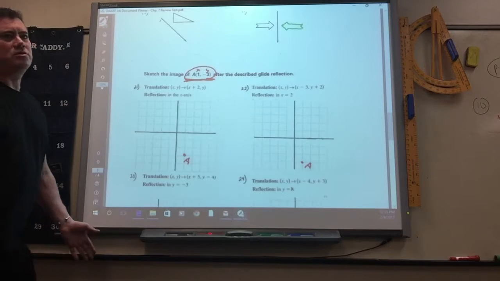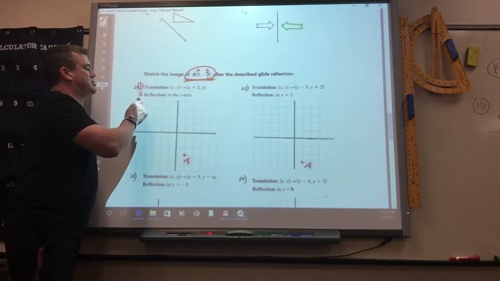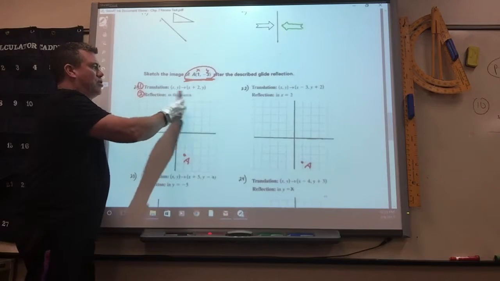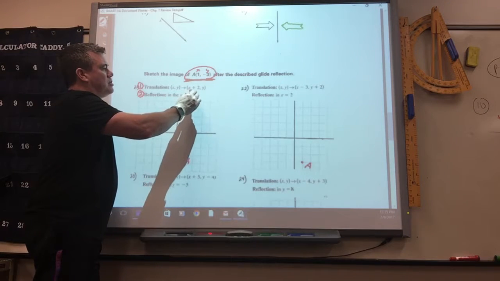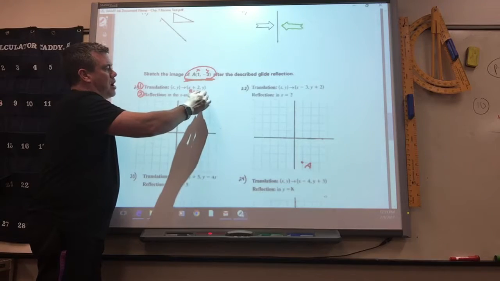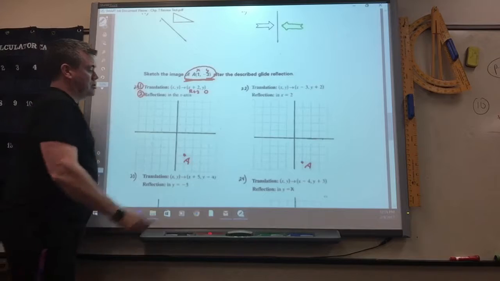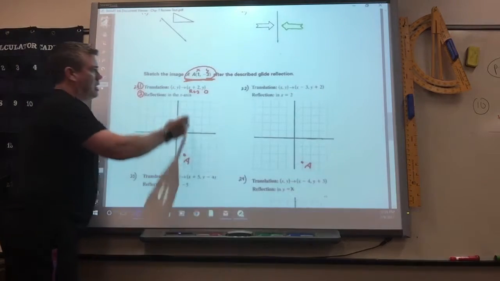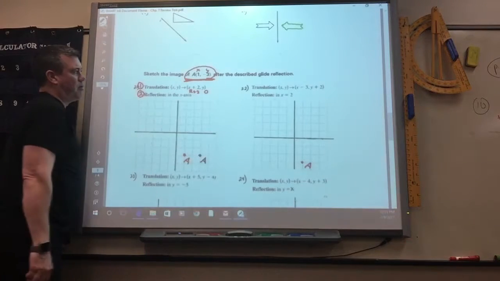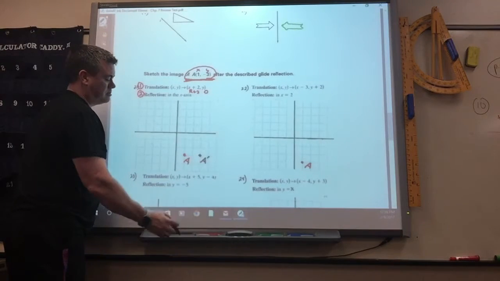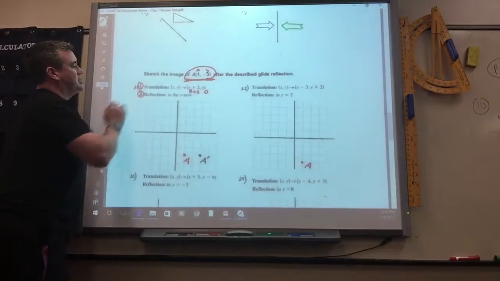Okay, so what you have to do to this point is do this first and then that second. So everyone know how to read these translations? Yeah. The X plus 2 means you go right 2, and then since there's just a Y, that means you don't move anything up and down. So the new A is right 2, up 0. Is it right there? Yep. So you put A prime right there. So that takes care of the translation.